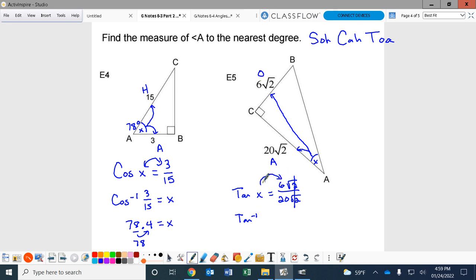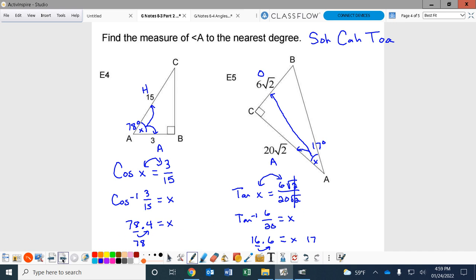So this will be tan -1. We would switch these two. It'd be 6 over 20 is equal to x. So that'd be 6, fraction button, 20, second tangent, equals. That's going to be 16.6 equals x. A 16.6, a 6 with a 6 after it, would round up to 17. So I'm going to use that 17 here, and this angle would be 17 degrees.